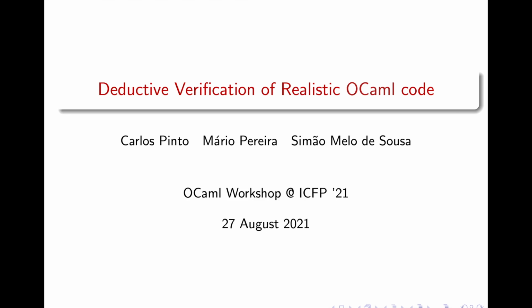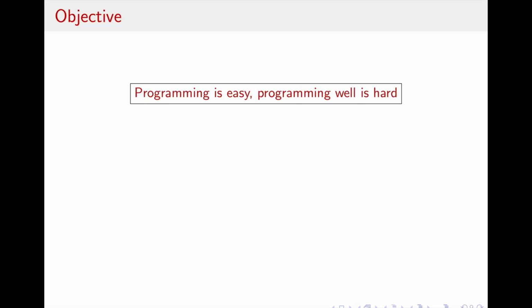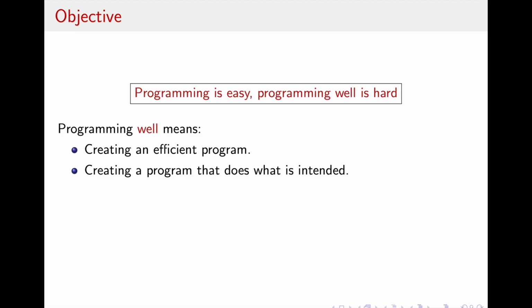So, we'd like to start the presentation with a sentence we found to be particularly well fitted to it, which is that programming is easy, but programming well is hard. And to fully understand why programming well is hard, we must first define what programming well means. Programming well means creating an efficient program and creating a program that does what it is intended. It will be mainly on the second point that we'll focus our attention today.